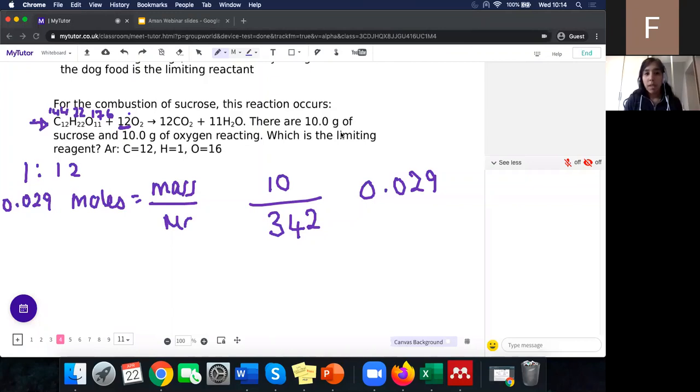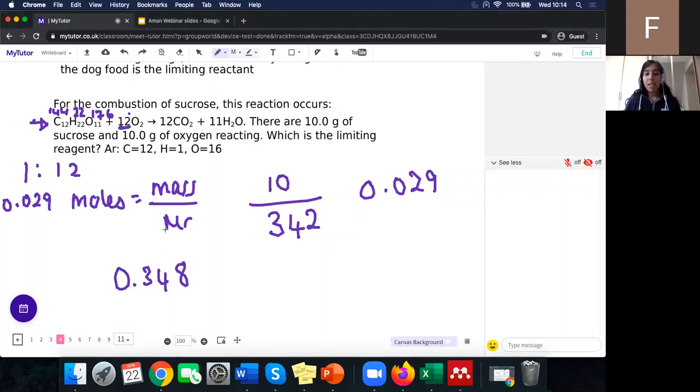Someone's asking me, where did 10 come from? 10 came from the mass of sucrose. Good, 0.348. Yep, so 0.348 is the moles of oxygen. So the moles of oxygen is 0.348.